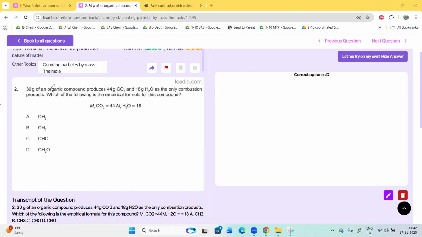So it says 30 grams of organic compound. So it can be carbon, hydrogen, or oxygen. So in this case, I can just put CxHyOz. We don't know how much carbon, hydrogen, oxygen is there. Plus O2, combustion is always with oxygen. And the only products they told us are carbon dioxide and water. These are the only products.